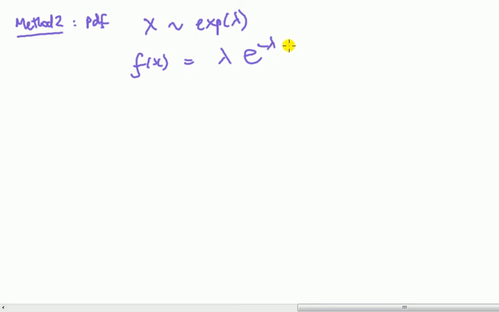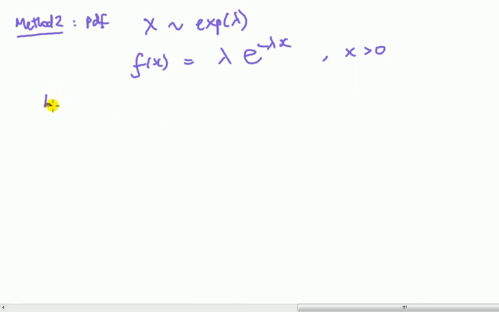Method 2 for the memoryless property of an exponential, we're using the probability density function. So x is exponential with parameter lambda. We have the probability density function f of x, which is continuous, is lambda e to the minus lambda x for x bigger than 0. Bigger than or equal to 0, it doesn't matter because x is continuous.